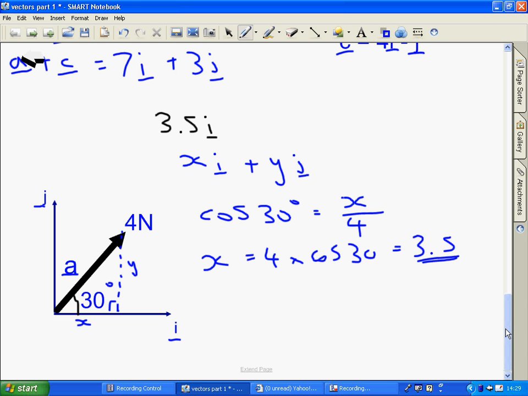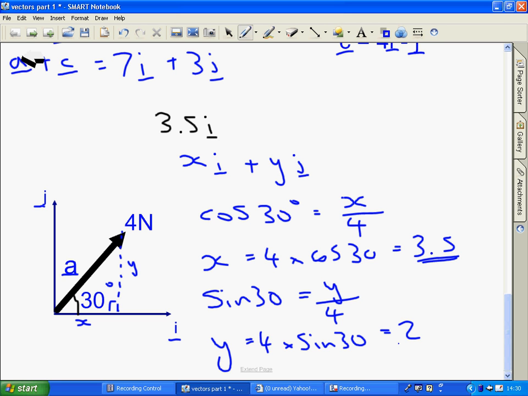To work out the vertical component using trigonometry again, this y is opposite the angle of 30, so I know that I would use sine. The sine of 30 is the opposite side, which is y, divided by the hypotenuse of 4. So y is equal to 4 lots of sine 30, which is 2. So the j component of my vector is 2j, and the vector is 3.5i plus 2j. So this is what I will be writing there.